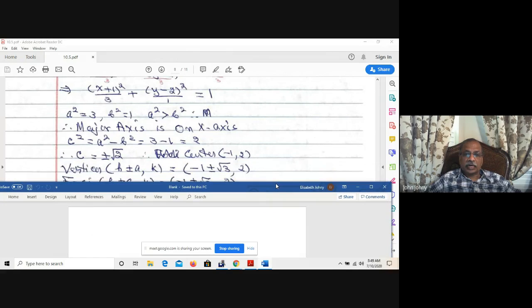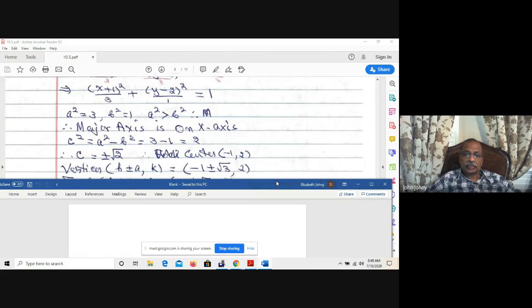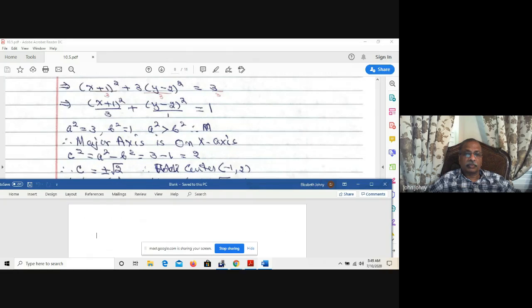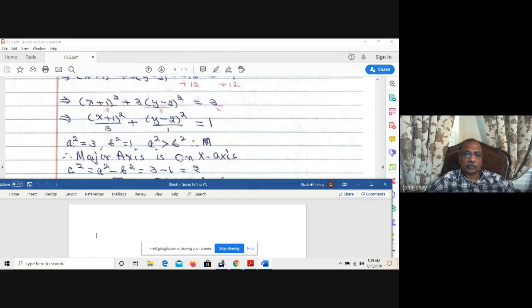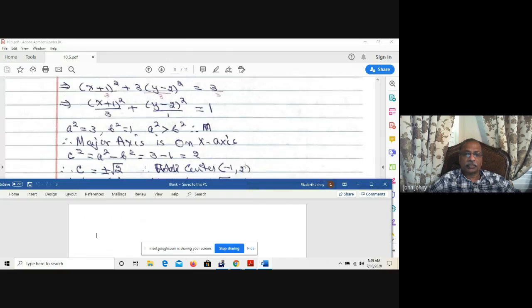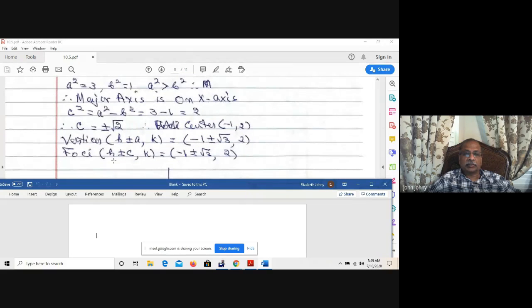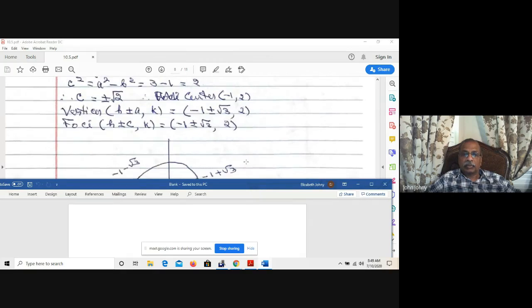And the vertices are h plus or minus a, comma k, that is -1 plus or minus square root of 3, 2. Because a is, where is a? A is square root of 3. A square is 3 means a is square root of 3. And for the foci, h plus or minus c, k, -1 plus or minus square root of 2, comma 2.